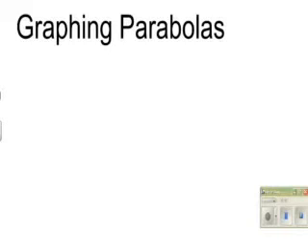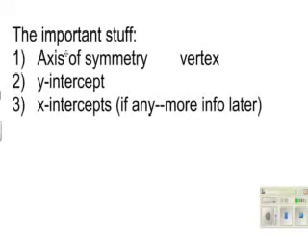Look at how to graph parabolas, given all the information that we've learned. The important things to remember is the axis of symmetry that leads to the vertex. Once we have the axis of symmetry, x equals, we can take that x, plug it into the original equation, and find the y for the vertex. The y-intercept is where x equals 0. Not quite as important, but it's fairly important at this point.